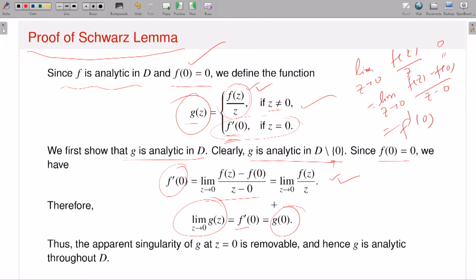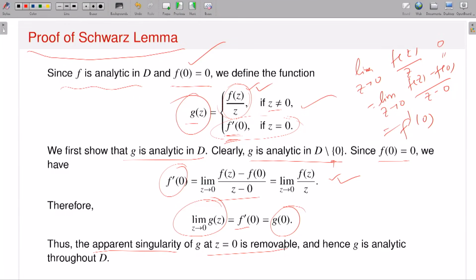So if I define the limit as z approaches 0 of g(z), which is nothing but f prime of 0, to be g of 0, then the apparent singularity, where you might think there could be a singularity at the point z equal to 0, I can remove it. That kind of singularity is called a removable singularity. When I talk about singularities in my coming lectures, you will see that even though a priori you think that at z equal to 0 the function g might have some singularity, by defining g of 0 equal to f prime of 0, I am just removing that singularity.